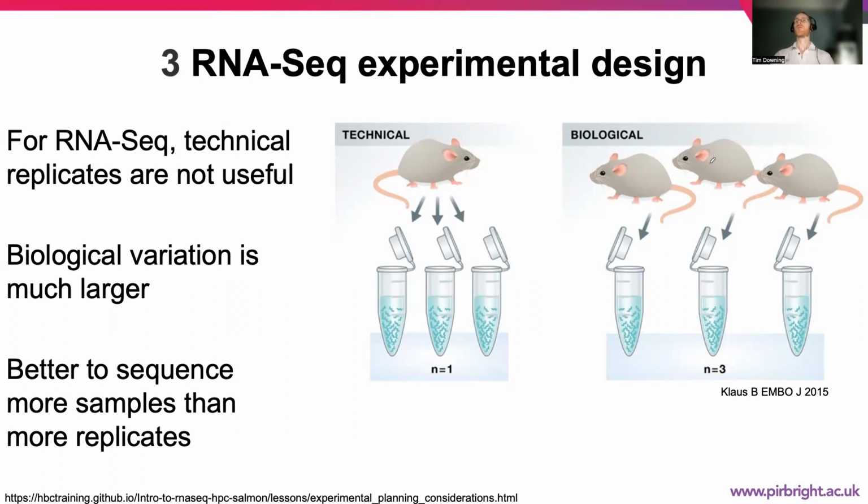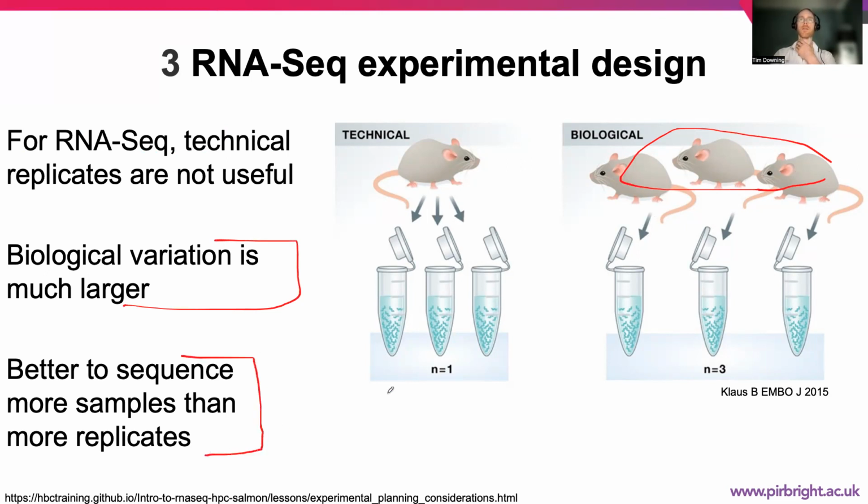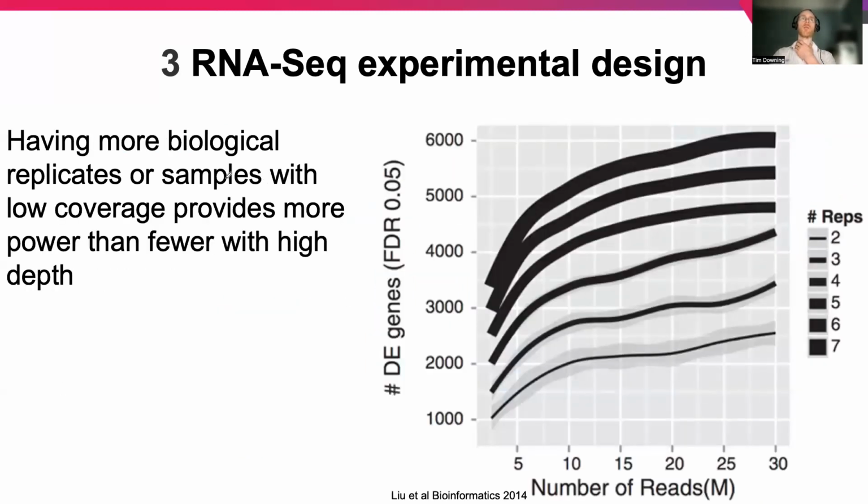Biological replicates means that we have the same isogenic mouse line exposed to the same pathogen or whatever, but our samples are taken from 3 different mice. The biological variation is going to be much larger, and it's better to sequence more samples in general, depending on your context. So generally, having more biological replicates or samples with low coverage is better than having fewer with higher coverage.